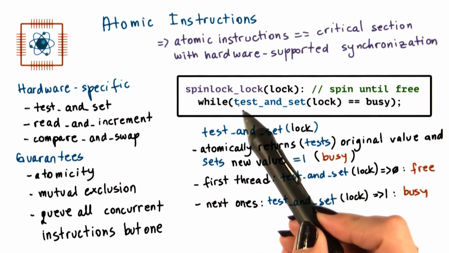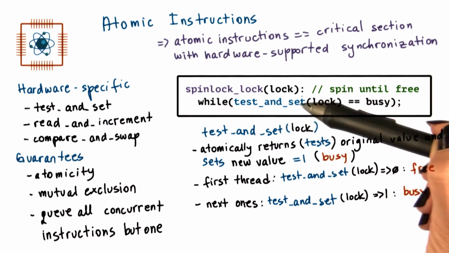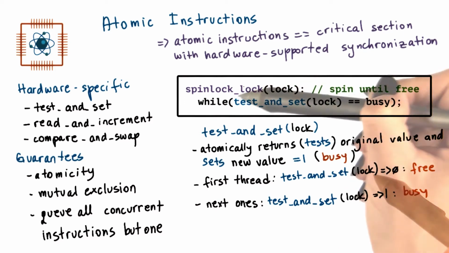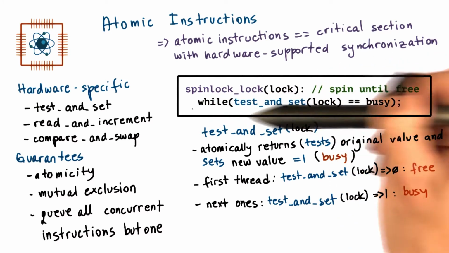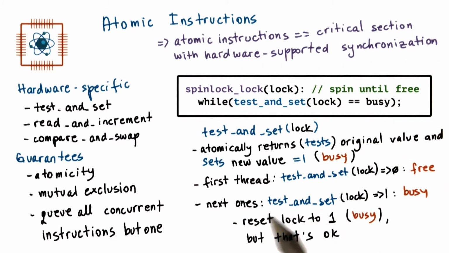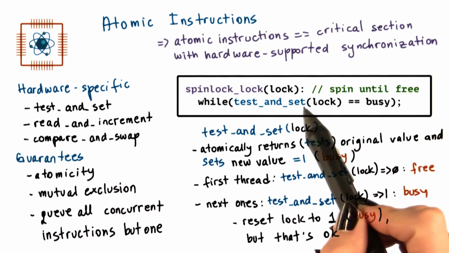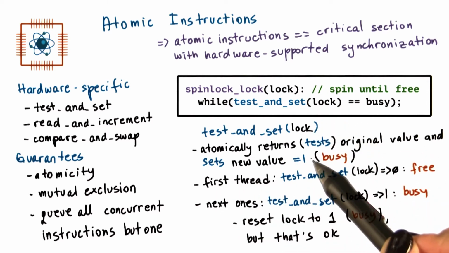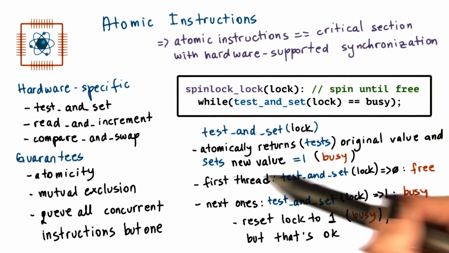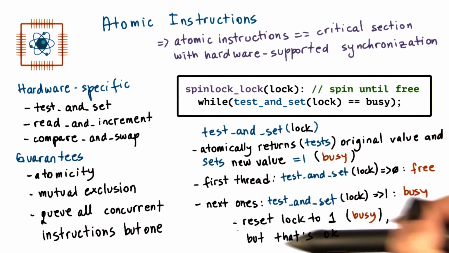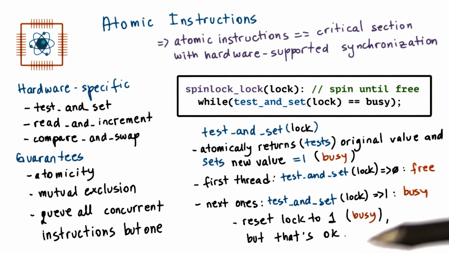All of the remaining threads that try to execute test and set, for them, test and set will return 1 because this first thread already set the value of lock to be 1. Therefore, those remaining threads will just continue spinning in this while loop. Notice that in the process, these other threads are repeatedly resetting the value of the lock to 1. Every single time they try to execute this test and set operation, this sets the value of the lock field to be 1 again, to be busy. However, that's okay. The very first thread, when it executed test and set, already set the value of the lock to be busy. And these other threads are not really changing the fact that the lock is indeed locked.